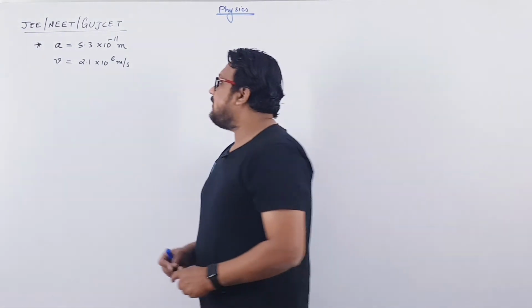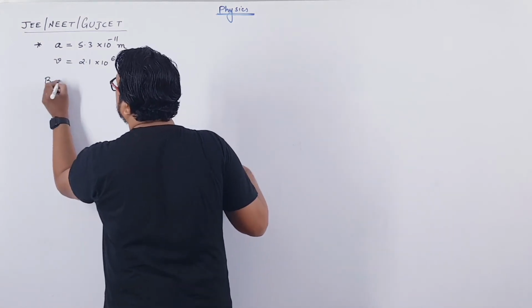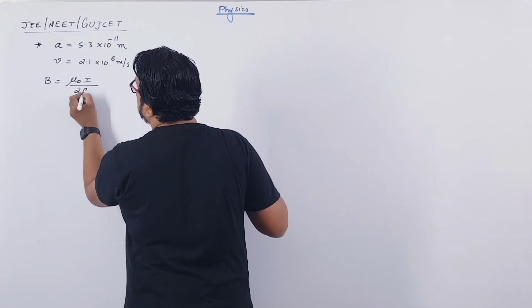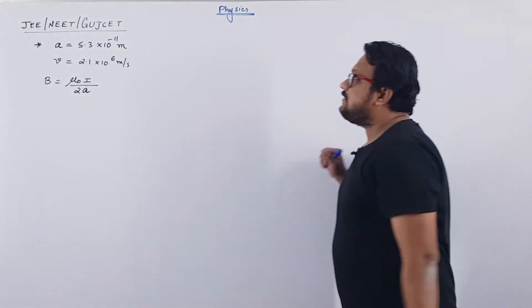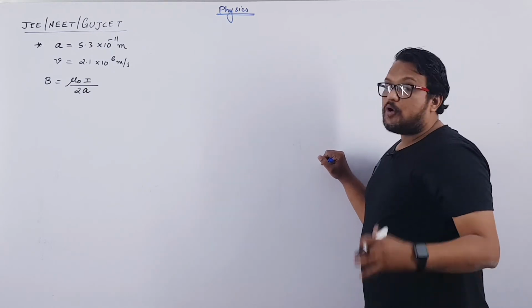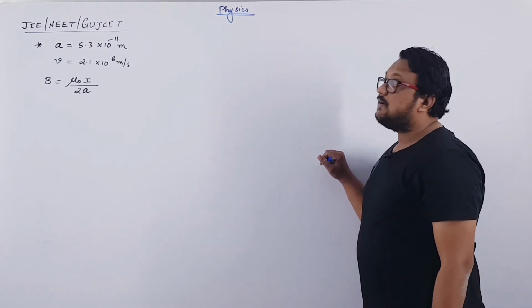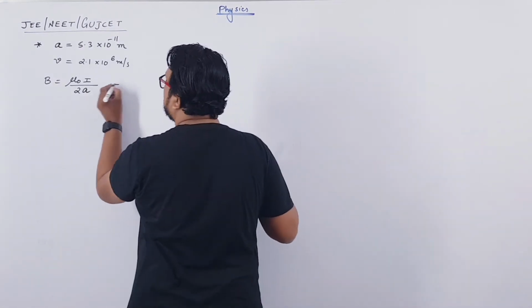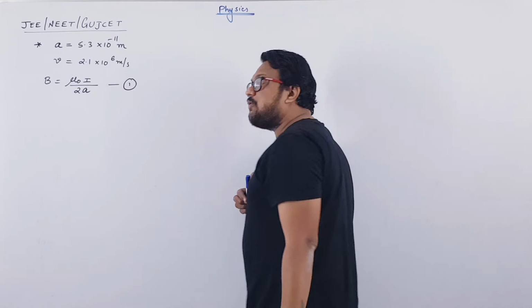So obviously the formula is quite simple. B is equal to mu naught I over 2A. Let this be equation number 1. The problem here is that the current is not given. Then how to find the current?